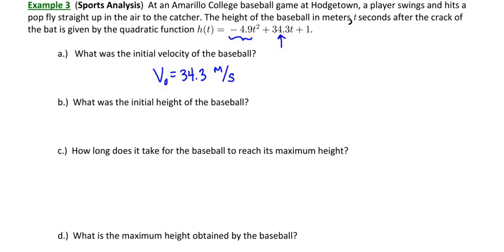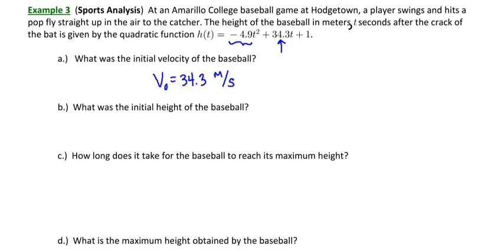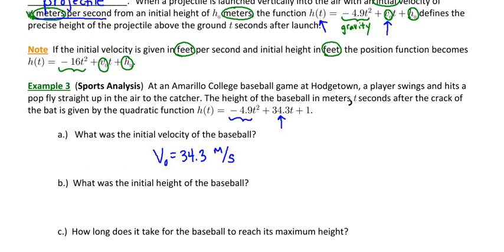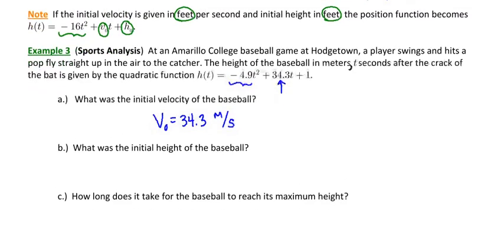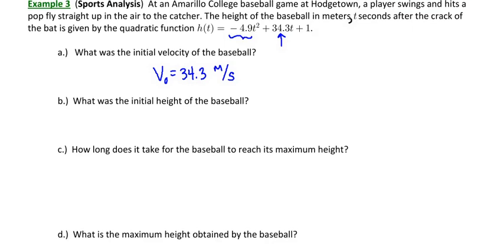What was the initial height of the baseball? Now remember, from our model, initial height is this term right here. In our case, the constant there is 1. So our initial height, h naught, is equal to 1, and we're using metric units here, so 1 meter.